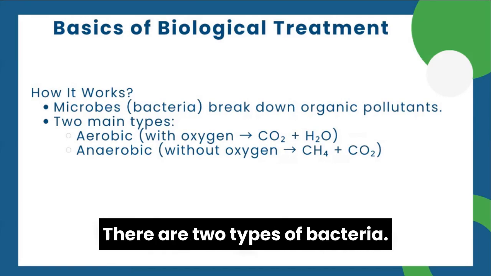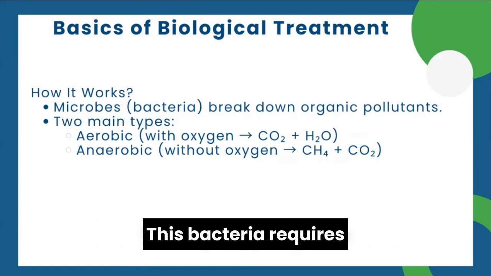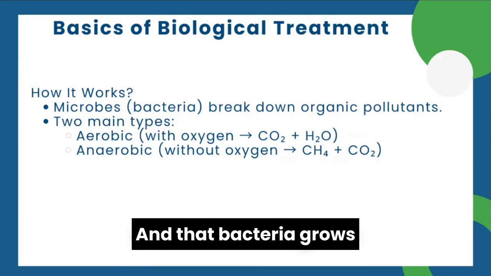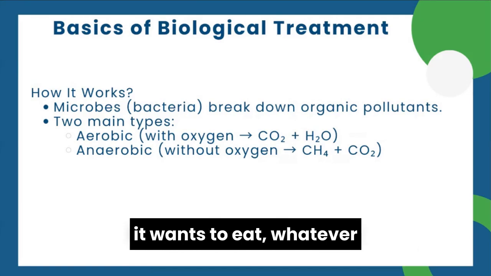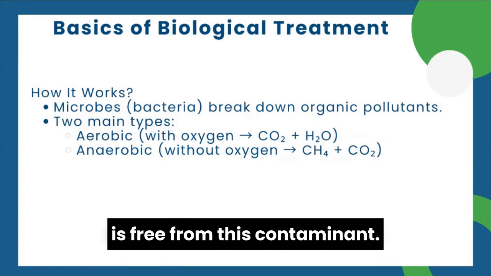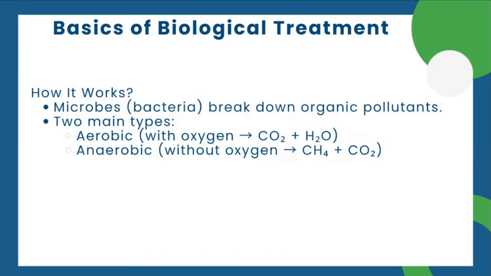There are two types of bacteria. One major type of bacteria is called aerobic bacteria. This bacteria requires an external source of oxygen, which is atmospheric air, and that our bacteria grows and consumes what we want to take out. And once the bacteria eats whatever it wants to eat, whatever is available to eat, the water is free from this contaminant. And the bacteria, when there is no food, it dies in a matter of minutes.